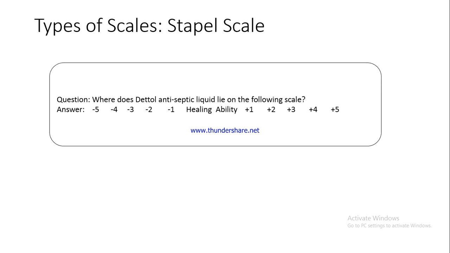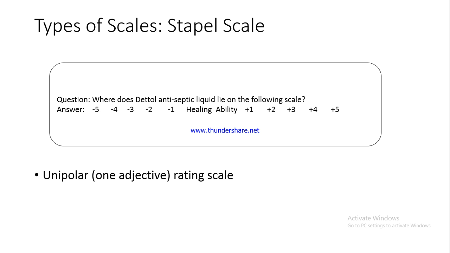But that is not the case with the Stapel scale. Here we have got just 1 adjective, and that is why these kind of scales are called unipolar rating scales. Have a look at this one adjective. Healing ability. Healing ability is just one adjective which has been used in this particular scale. Basically, it is a unipolar scale.